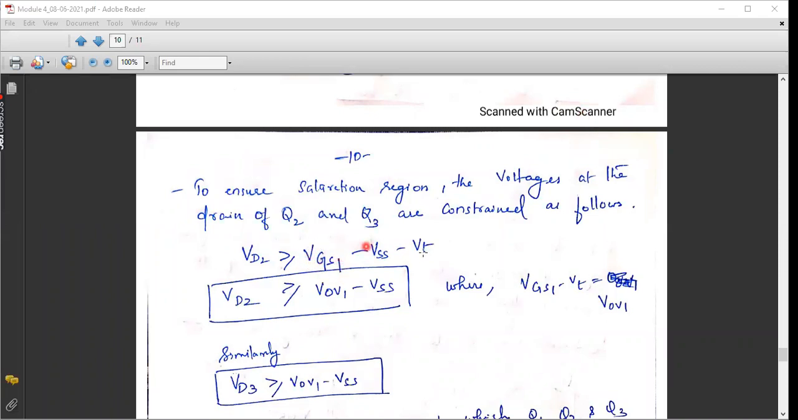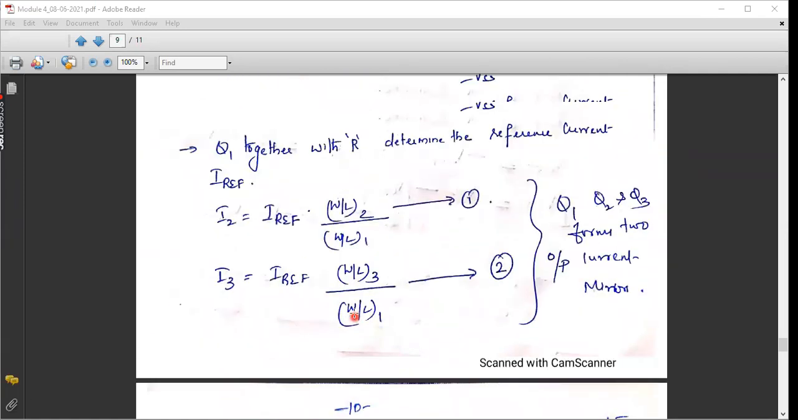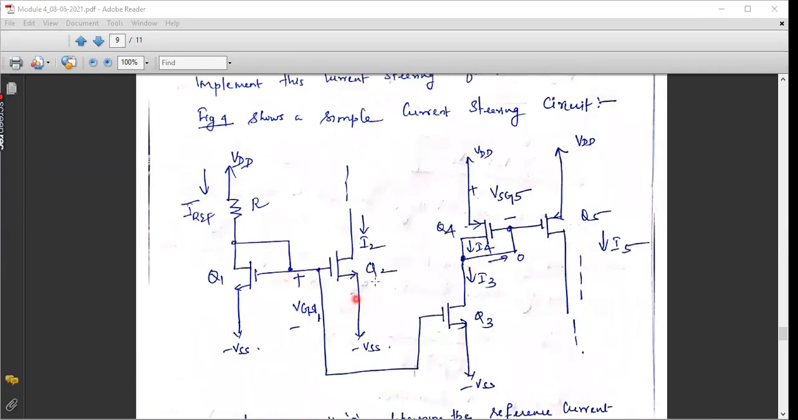Now VGS1 minus VT is your overdrive voltage VOV. VGS1 minus VT is the overdrive voltage VOV1. So the output voltage can now be written as VD2 greater than or equal to VOV1 minus VSS. So this is the condition to be satisfied for this particular set of current mirror.